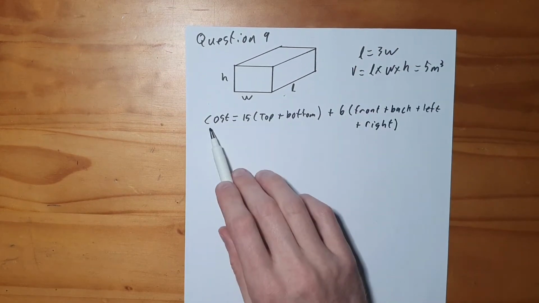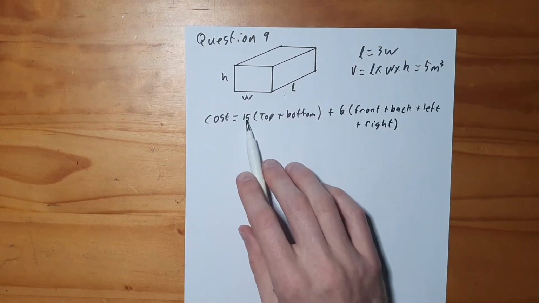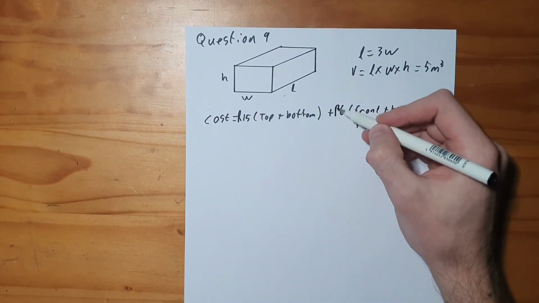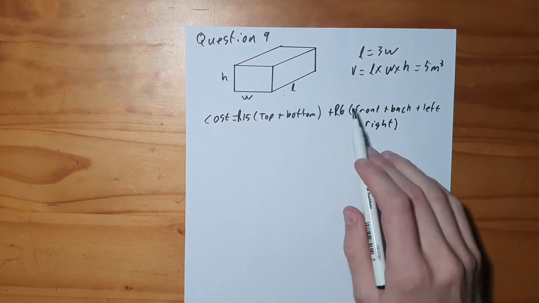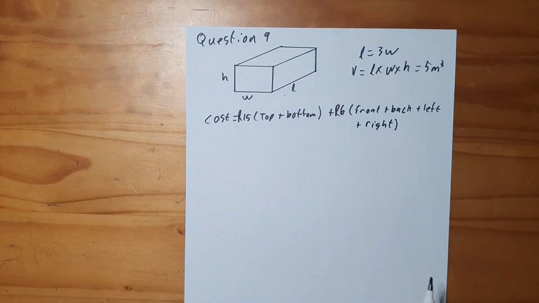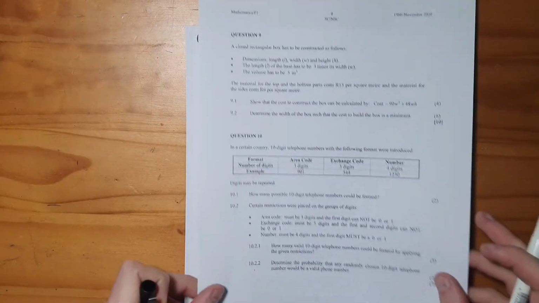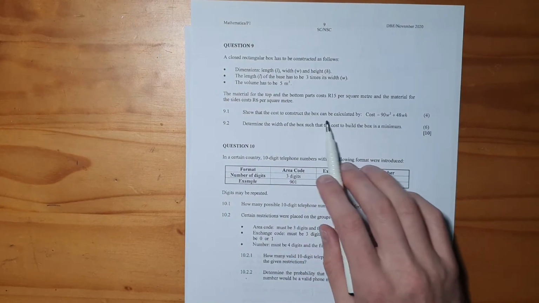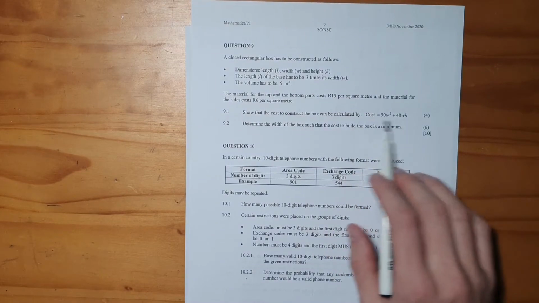of the sides. So the total cost over here is going to be 15 Rand times the top and the bottom, and then 6 Rand times the front, the back, the left, the right. Okay, now let's have a look. 9.1 says, show that the cost to construct the box can be calculated using the following formula over here.